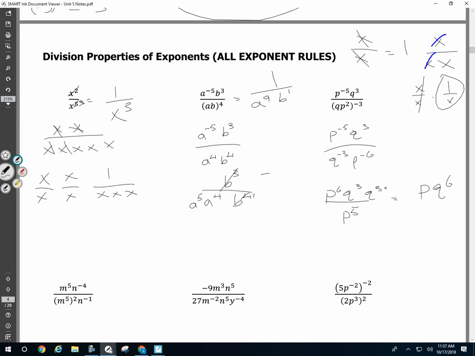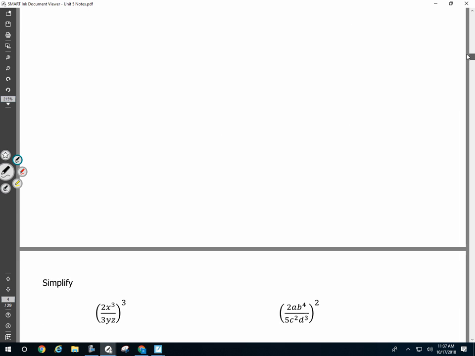Here, 3 cubed, 3 cubed, 6 cubed. 6 of these p's cancel with 5 of these p's, leaving me with 1 p in the numerator. These, my friends, are exponent rules.